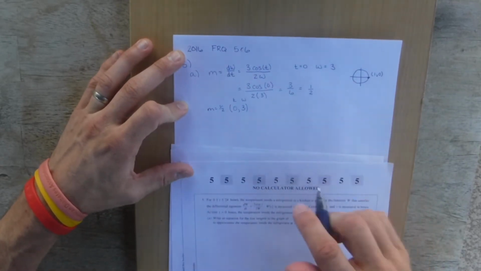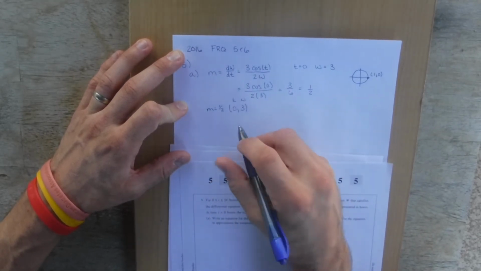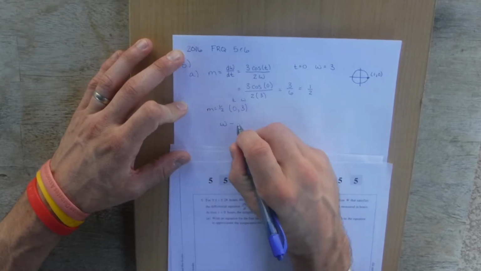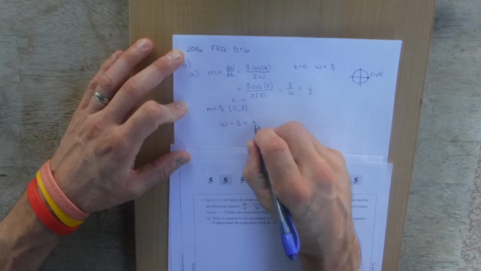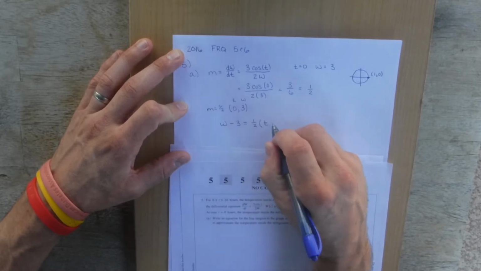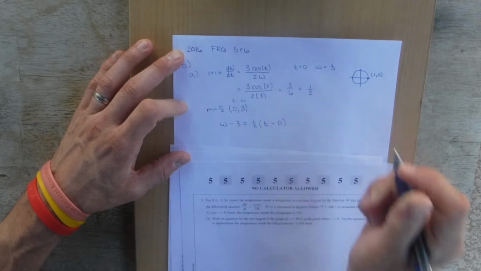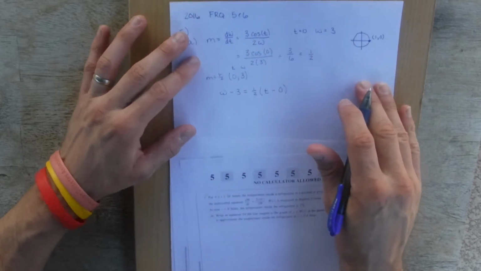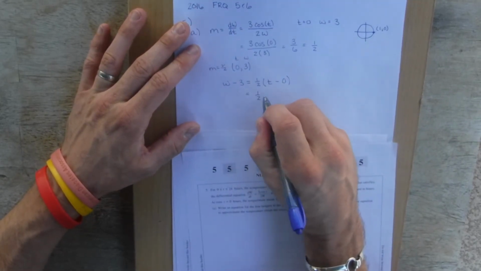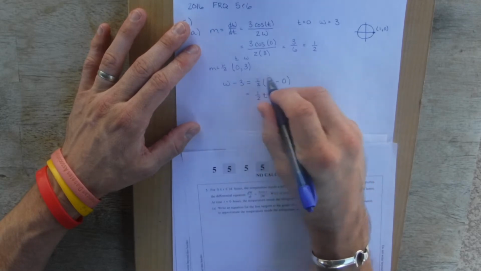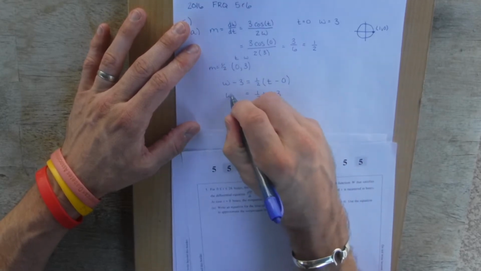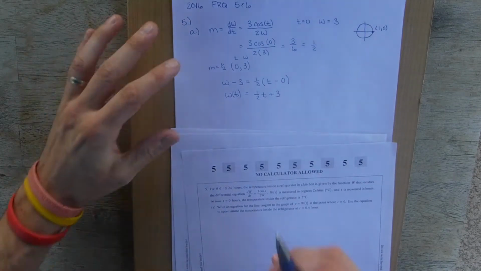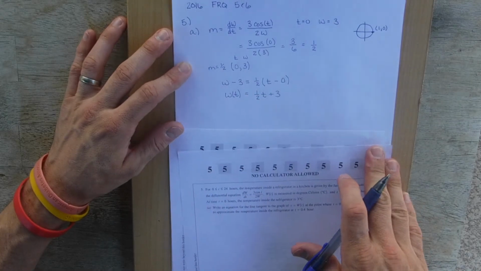Okay, so what is W of t? So y, which is W, minus y1 is equal to m times x, which is t, minus x1. So y minus y1 is equal to m times (x minus x1). Okay, so we got W = 1/2 t + 3. That is our equation of that tangent line. So that's the first part of that question.